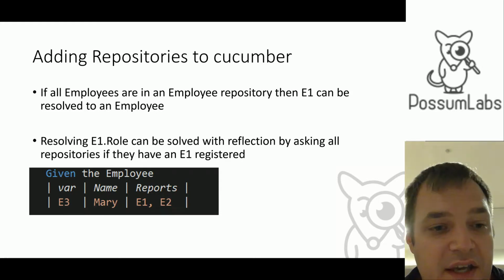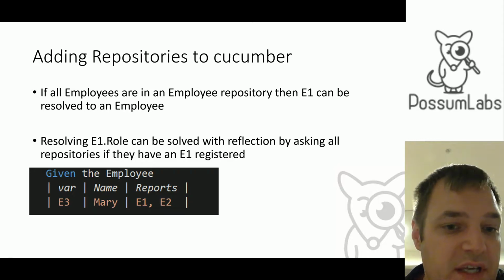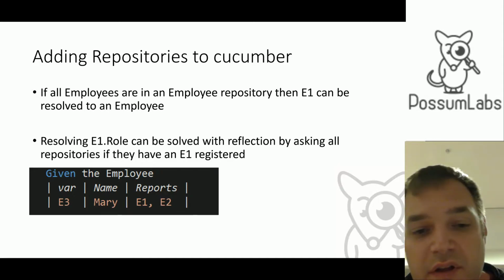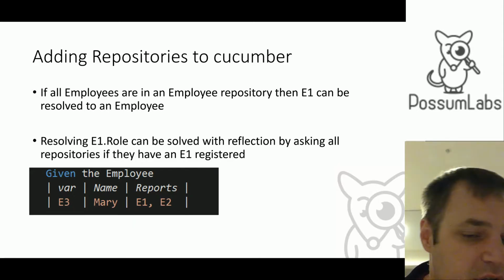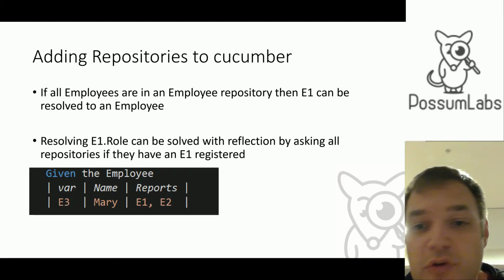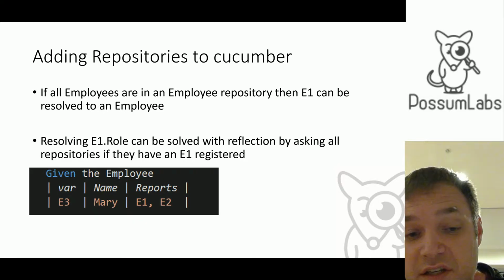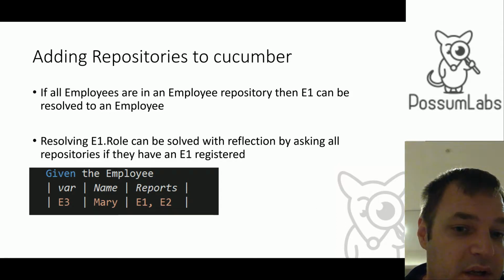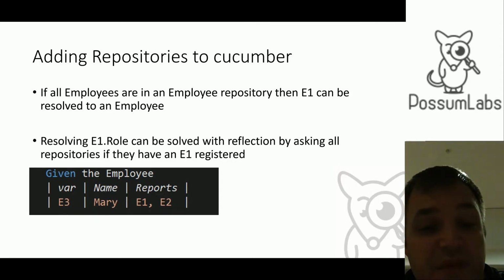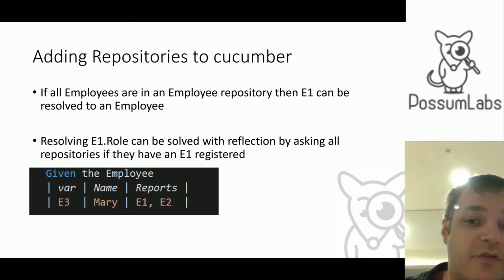Right? So in this particular case, we create a new employee, E3, and it has the reports E1 and E2. We can just say, well, we have reports. Reports is supposed to be a list of employees. Do I have a repository for employees? Yes, I do. Do you have something called E1? Do you have something called E2? Okay, give me those two things, and I'm going to build up my list from that.